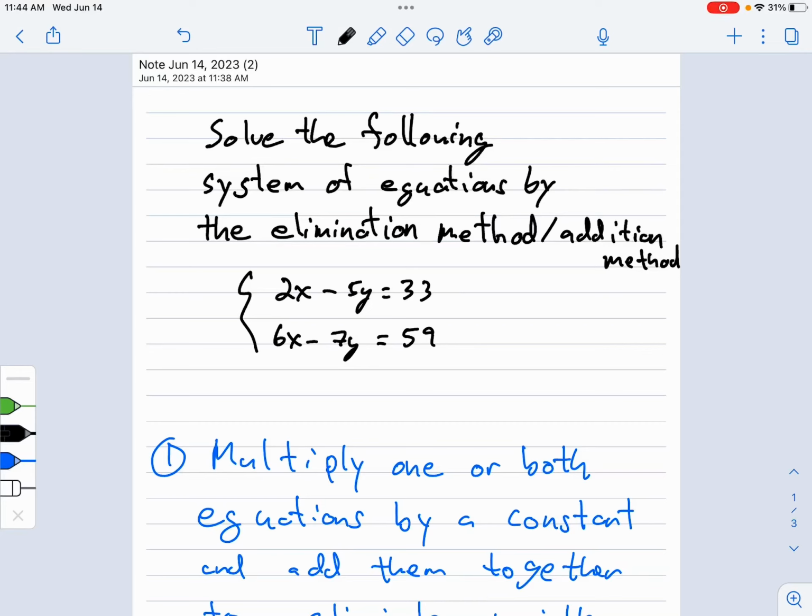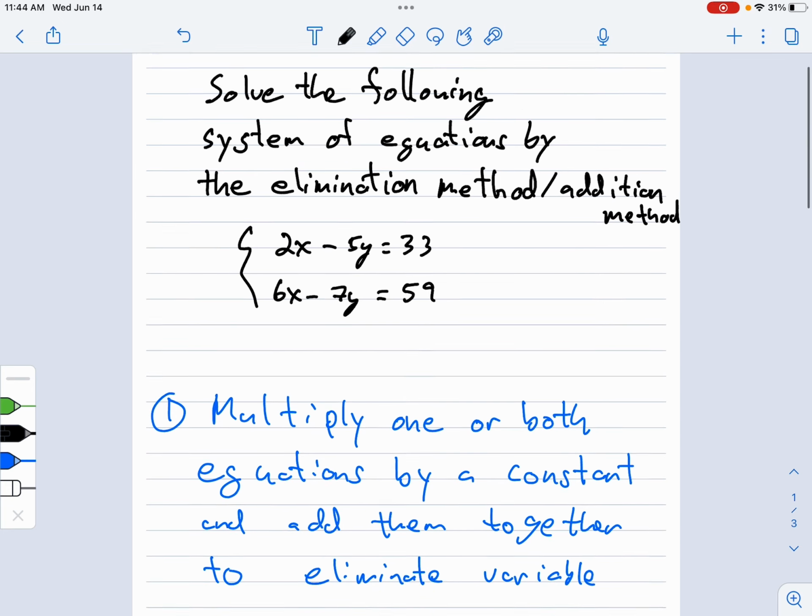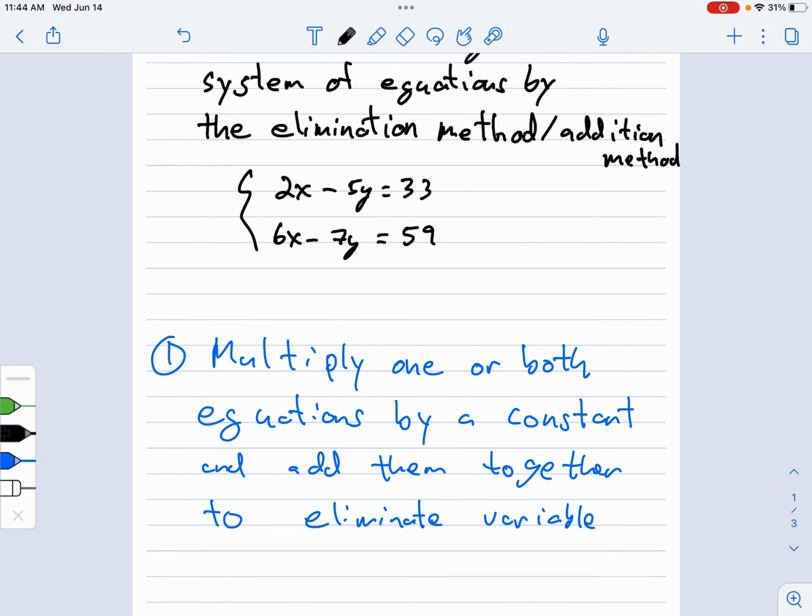Solve the following system of equations by the elimination method, or addition method. So we have 2x minus 5y equals 33 and 6x minus 7y equals 59. Your first step here is to multiply one or both equations by a constant, and then add them together to eliminate a variable.